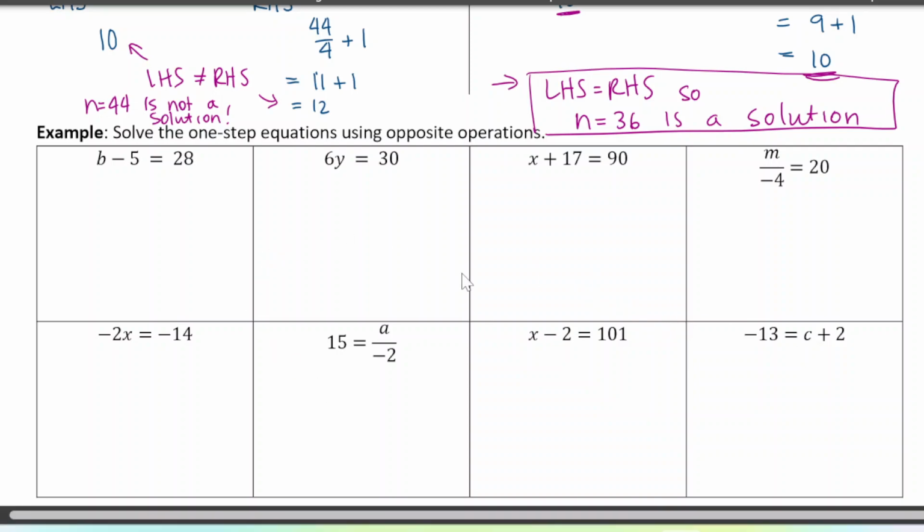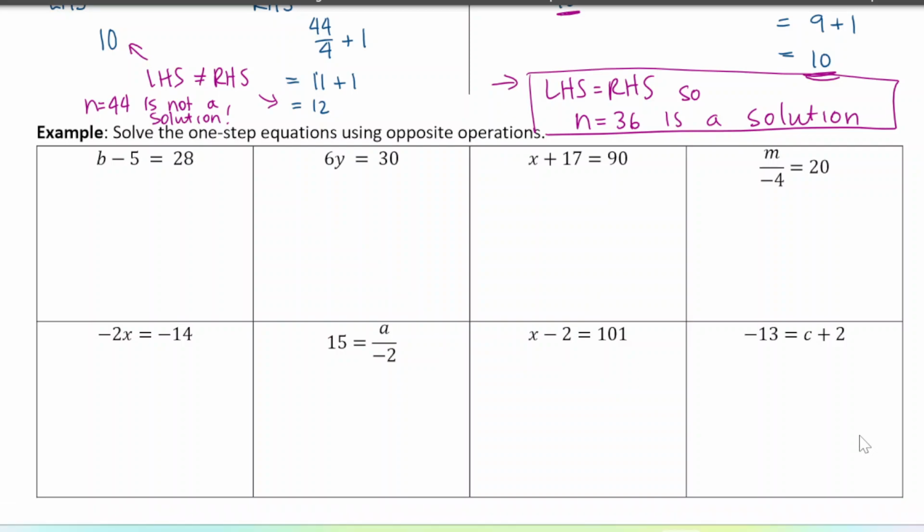So we have a bunch of equations here, 8 of them, and we're going to solve using opposite operations. So there's a magic rule in algebra that says what you do to one side of an equal sign, you have to do to the other. So here for this first one, we have b minus 5 equals 28. When we're solving an equation, we do the opposite operation to both sides. So we're subtracting by 5, so we're going to add 5 to both sides. What that does is keep the equation balanced.